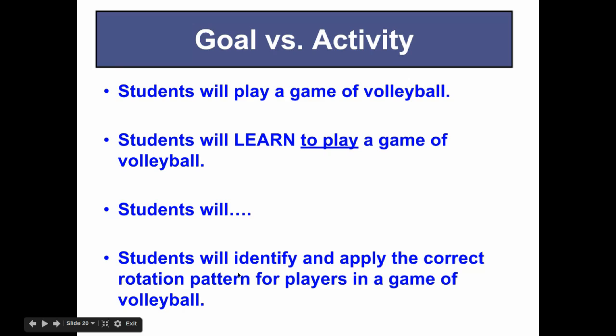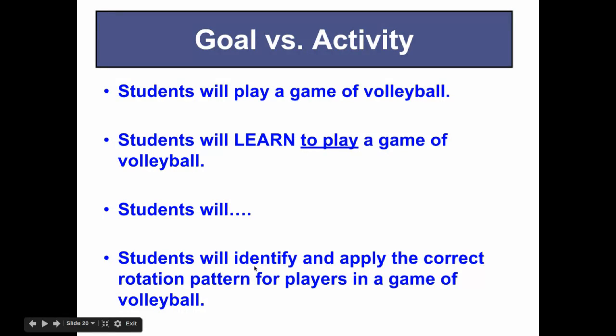This is a world of difference away from this objective. This is very unclear. I don't even think you can teach this in 50 minutes. This can be taught in one lesson of physical education. And not only is it possible to teach it, it's framework-based. It also uses measurable verbs.